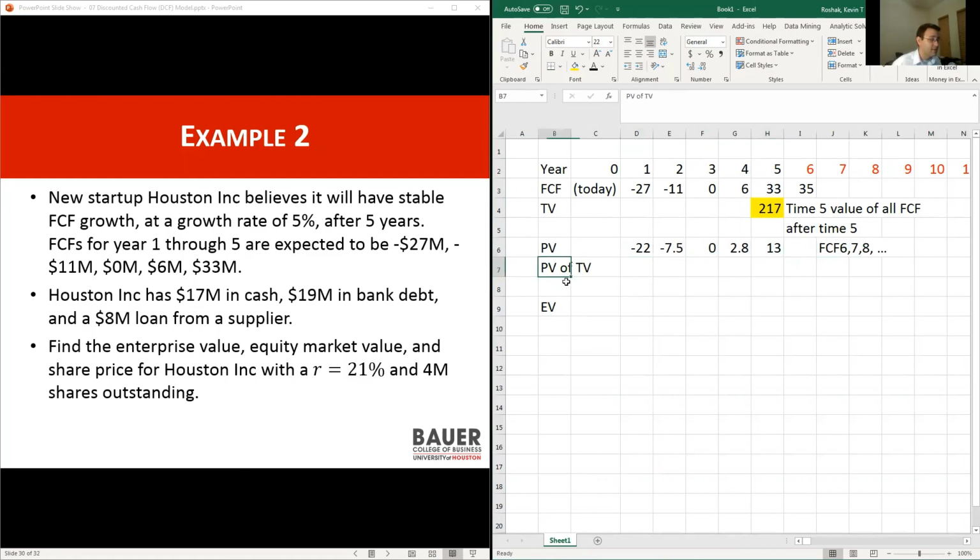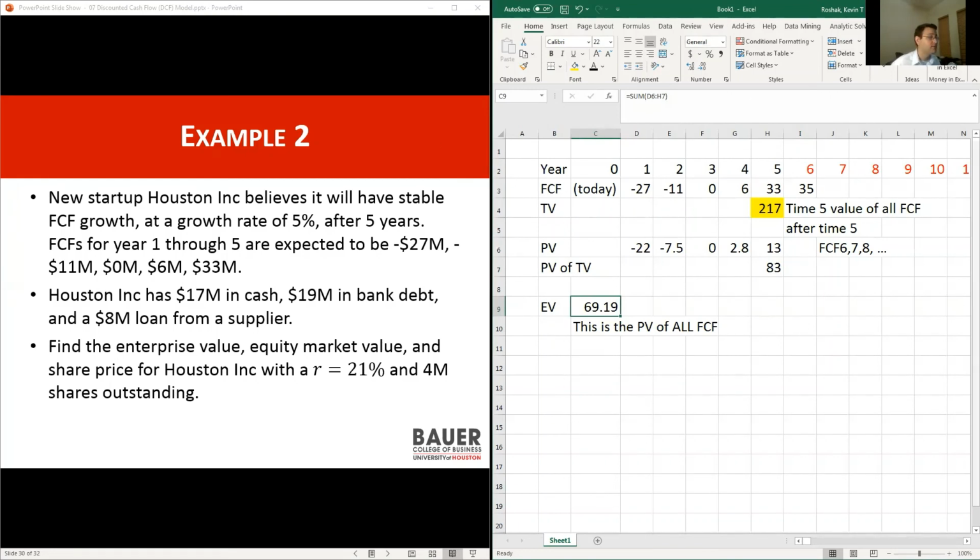We also need to separately get the present value of the terminal value, which is sitting in year 5. It's a time 5 value of everything after time 5. The present value of that is 83. When we add up all of these things, we're going to get the value of all the free cash flows. Forecasted the first 5, and then everything after that gets picked up in the terminal value. Okay, so that's our answer for the enterprise value.